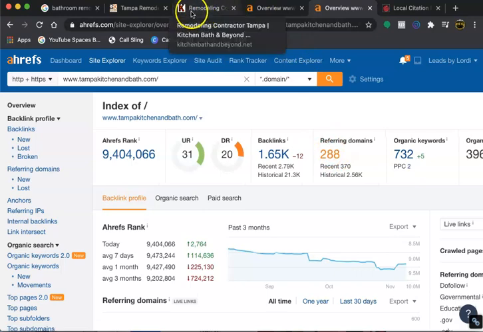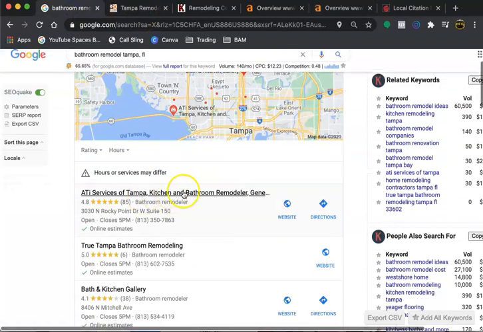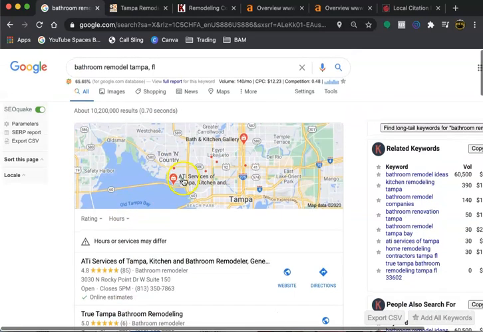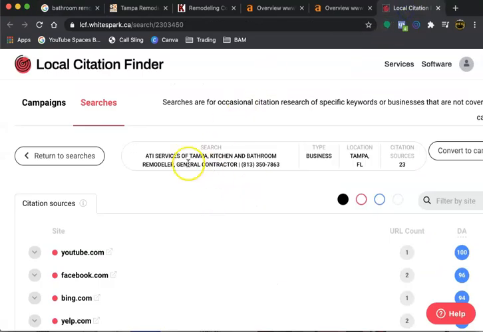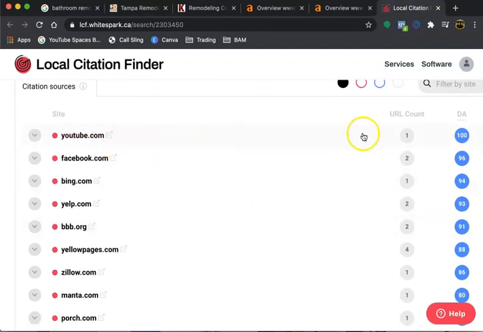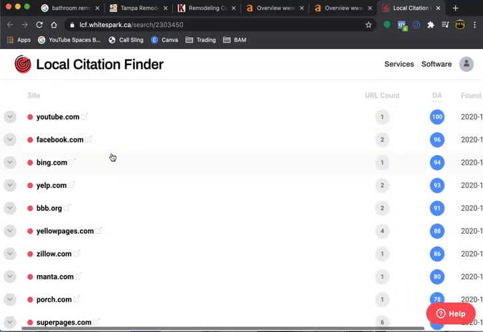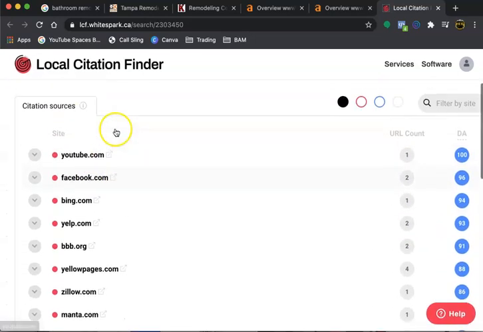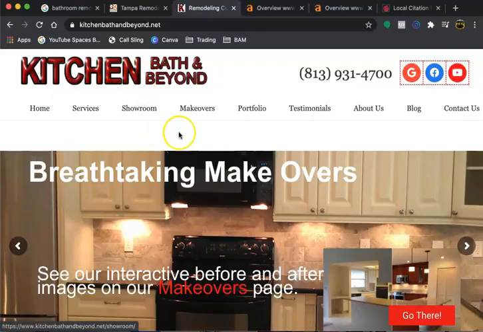So we went over the backlinks, we went over the keywords. Next would be the citations, and citations is your name, address, and phone number anywhere on the internet. We see ATI Services up top. We can take a look at their citations. ATI Services has 23 citations, and there's also a strength to having certain citations as well. So we can definitely get into that. Like I said, it's not too much work to get you a ranking, but it's definitely possible.